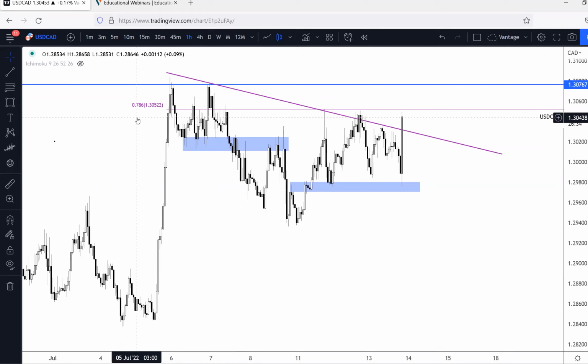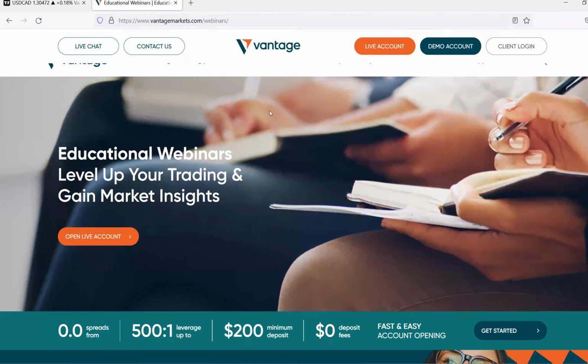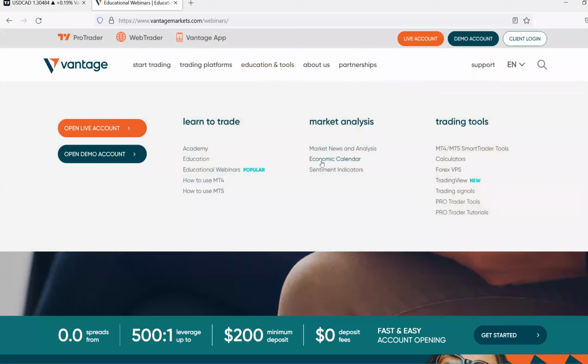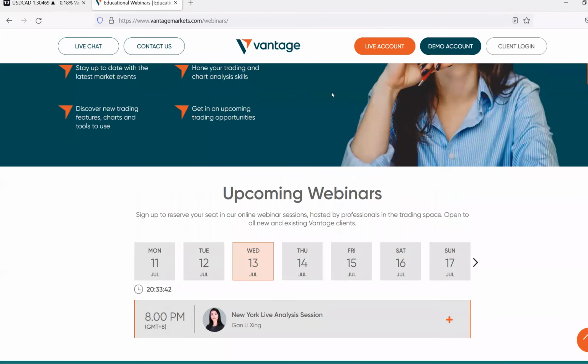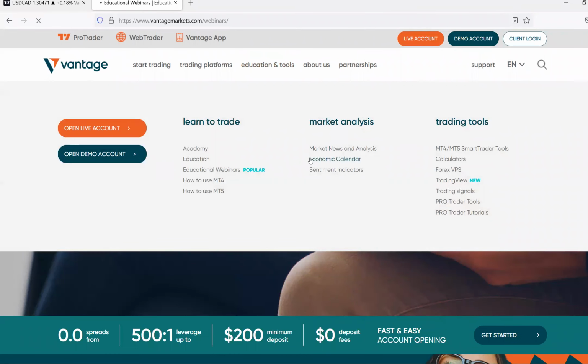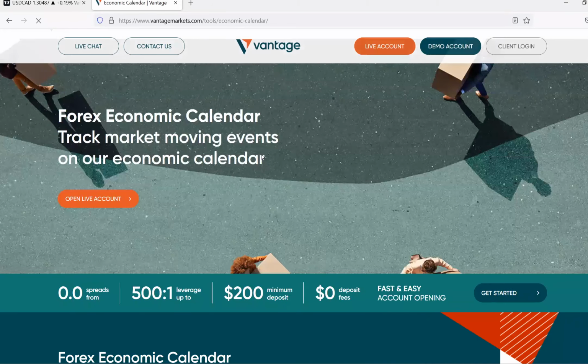The next thing I want to show you guys is the economic calendar. Previously I mentioned that there's US CPI data being released and Bank of Canada's interest rate decision. Where you can find them is on the Vantage website. Just go under education and tools, economic calendar here. I did not click on the economic calendar. Okay, so this is what we have.